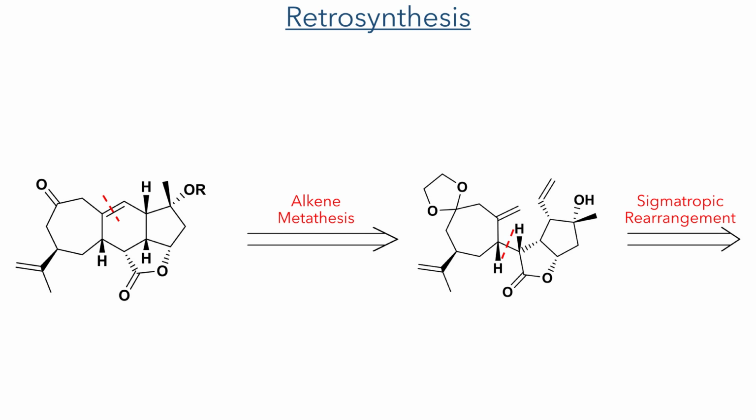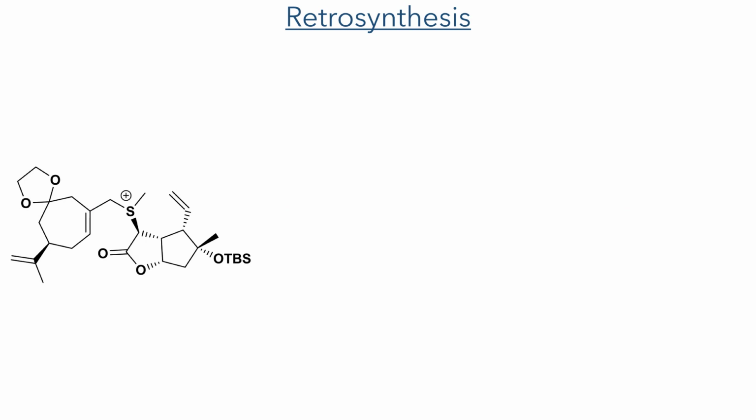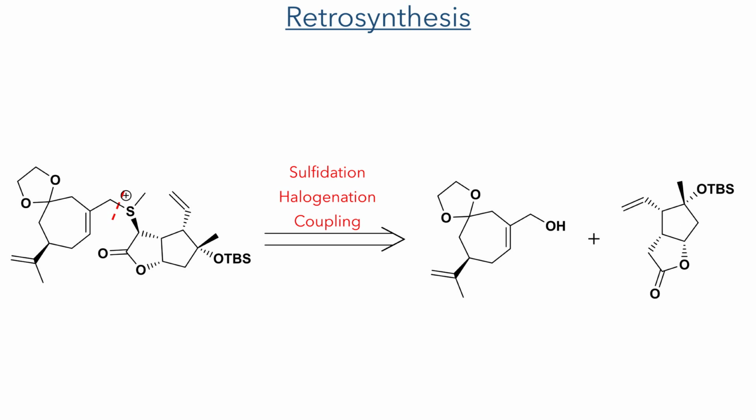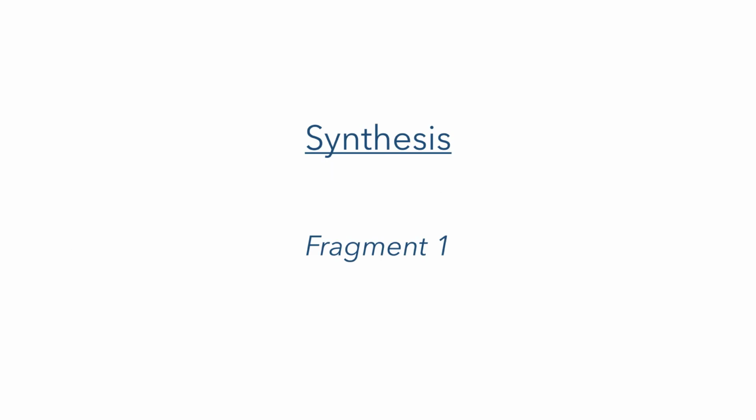halves of the molecule. This reaction requires a highly ordered precursor, and the authors could use an allylic sulfide for this. To produce this sulfide, they would use the halogenation and sulfidation of an allylic alcohol, and then couple it with the other precursor fragment. So let's start with the synthesis of fragment 1.